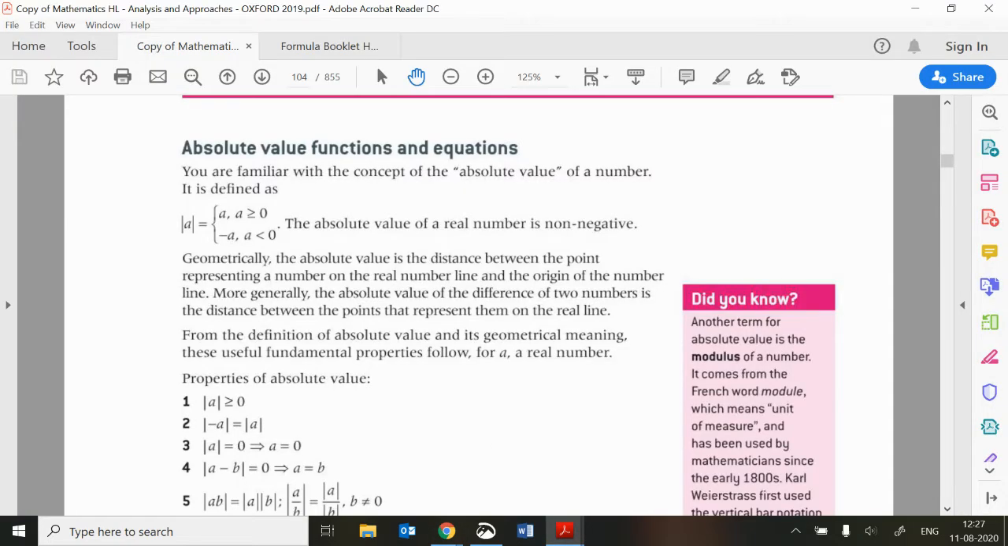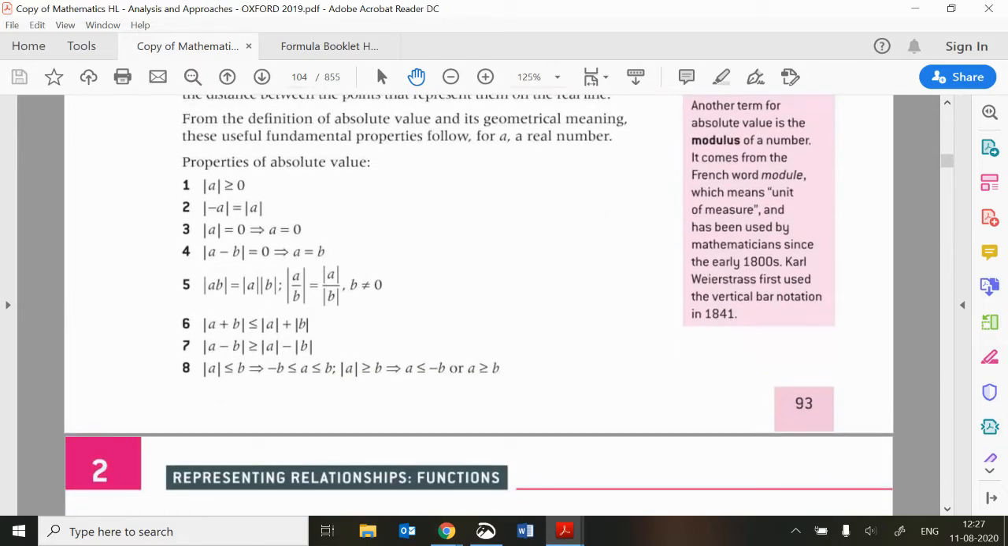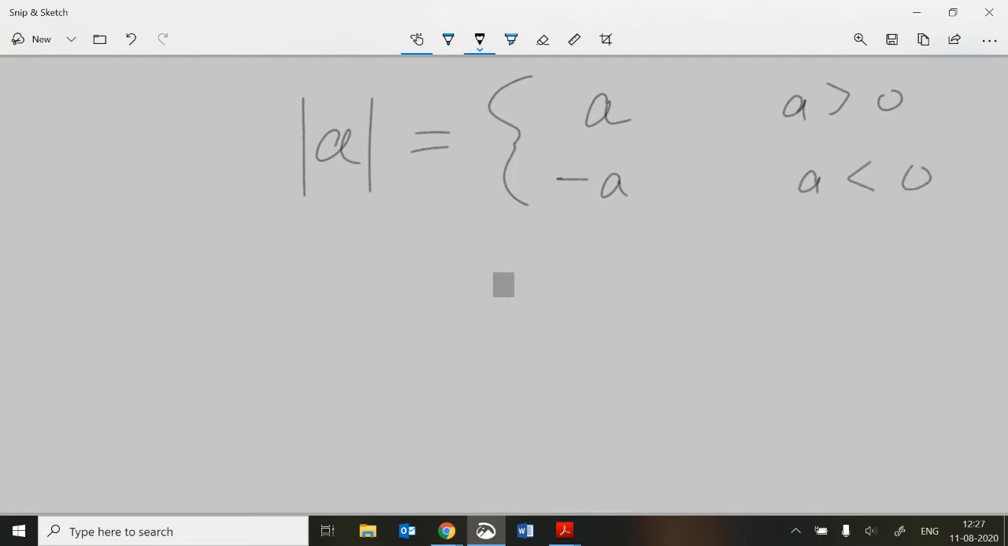Now, there's a bit in the book on the properties of absolute values, and there's a good definition of this as well. You should be aware of what the definition is. It says that the absolute value of A is essentially two functions. You just take A if it's positive, so where A is greater than 0, and you take negative A when A is less than 0. So just think about that one. If A was -5, then negative A brings it back to positive again.